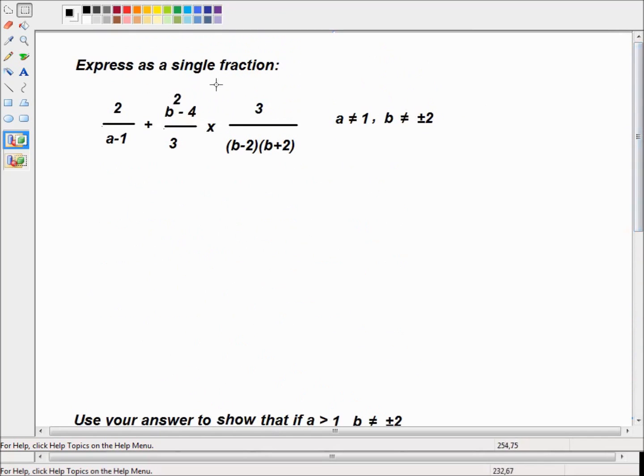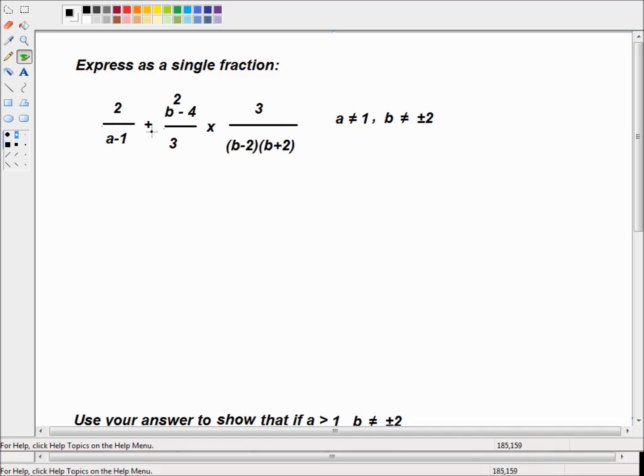Okay, so that might look like something out of our nightmares. So first of all, let's have a look at what these conditions are. A is not equal to 1. Well, that's fairly clear because that would make this denominator equal to 0, which would make the whole thing undefined. And if b is not equal to plus or minus 2, that would make this denominator here 0, which would also make the whole thing undefined. Alright, so given these stipulations, let's see if we can simplify this.